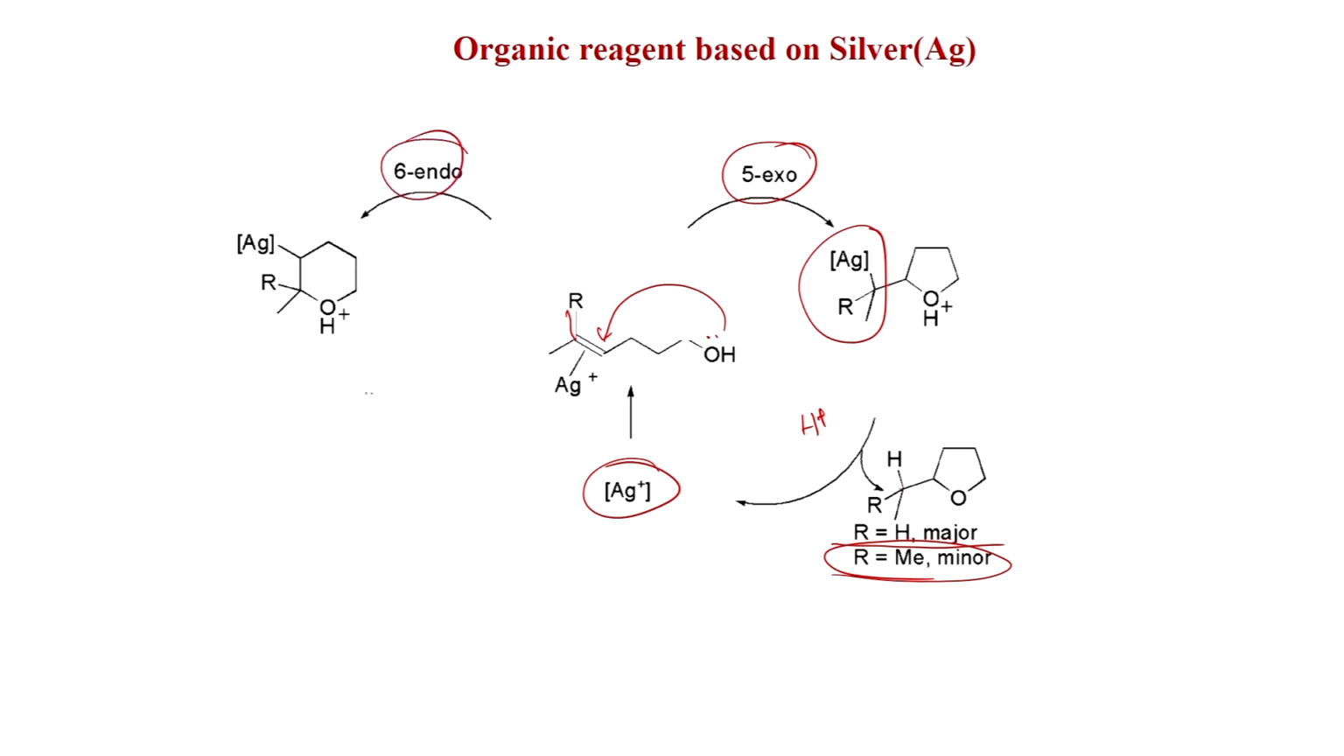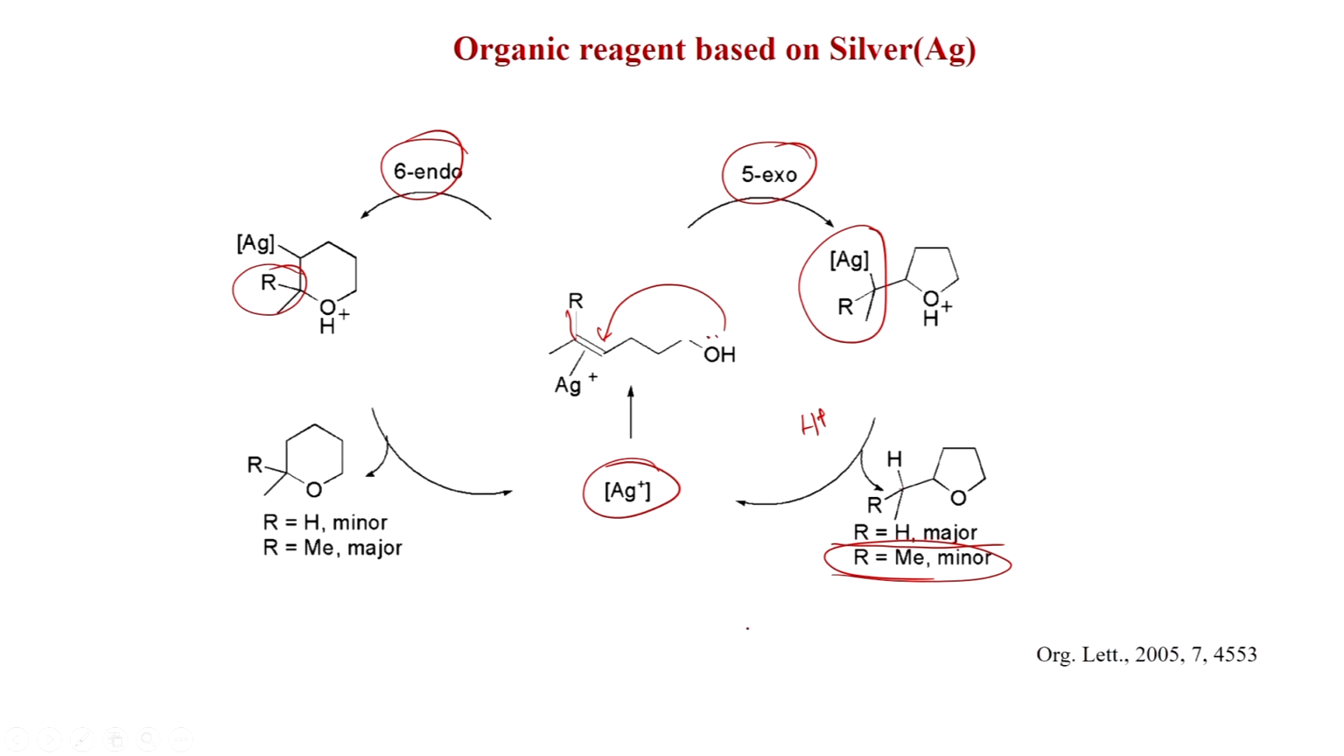Now, 6-endo will give this product. So, in the 6-endo case here it will attack R. So, when R is equal to methyl, then this will be major because the attack will take place at the more substituted carbon, and there the carbocation of course will be stable. So, R is equal to H, this is minor, R is equal to methyl, this is major, and this is the paper Organic Letters 2005.